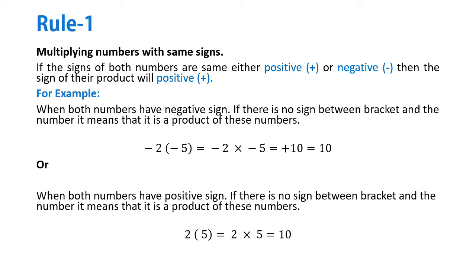Or, when both numbers have positive sign, if there is no sign between bracket and the number, it means that it is a product of these numbers. 2(5) = 2 multiply by 5 = 10.